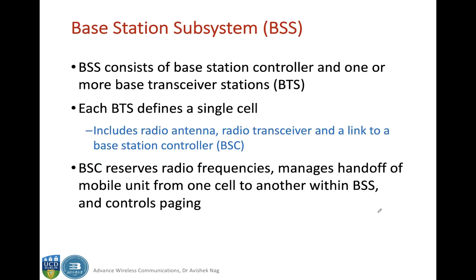So let's look into the different components of the GSM architecture. The base station subsystem consists of a base station controller and one or more base transceiver stations. Each base transceiver station defines a single cell, and includes a radio antenna, a radio transceiver, and a link to a base station controller. The base station controller reserves radio frequencies, manages handoff of mobile units from one cell to another within the base station subsystem, and controls paging.